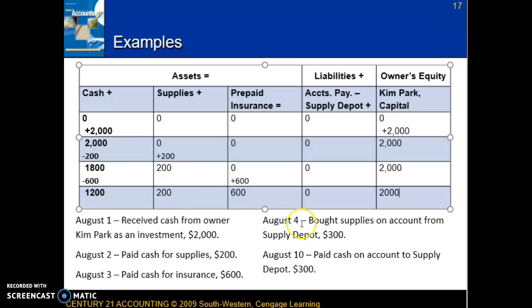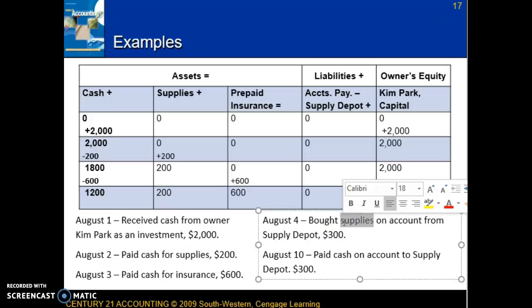Alright, our next one on August 4th, we bought supplies on account from Supply Depot. So this one is new. I mean, all these are new, but this one is particularly new. So if we were to buy supplies on account, we are not using cash at all. It doesn't say cash in the transaction anywhere, so we're not paying cash. At a later date, which you'll see on August 10th, we will go ahead and pay cash.